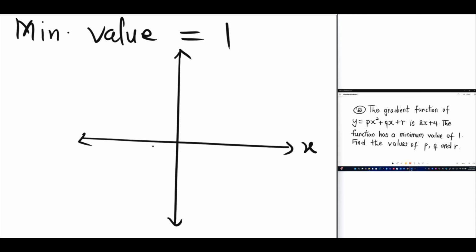So this is my x and this is my y. Minimum means your curve, this is how the parabola will look like. This is where the minimum point will be. And they are saying that the minimum value is 1. So it means at the minimum point, y is equal to 1. I obtain it by tracing it to the y-axis. So y is equal to 1, and that is the value given as the minimum point.